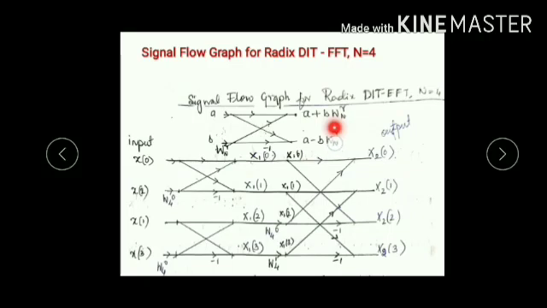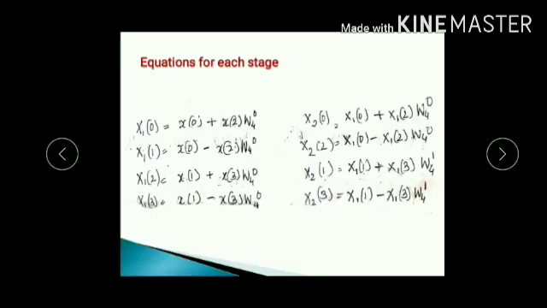If you can understand this part, you can draw the signal flow graph for radix-2 DIT FFT with N equal to 4. And similarly, you can draw it for N equal to 8, which we will be looking at in further classes, the further lectures, you can say. So now let's go ahead with the problem.